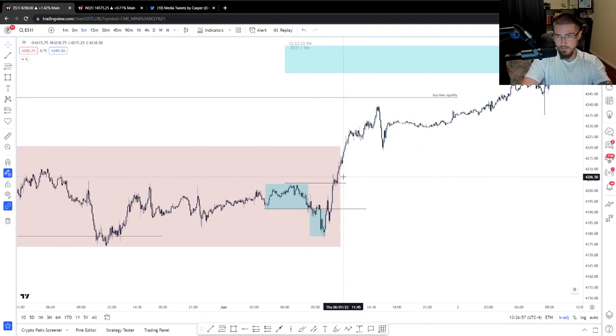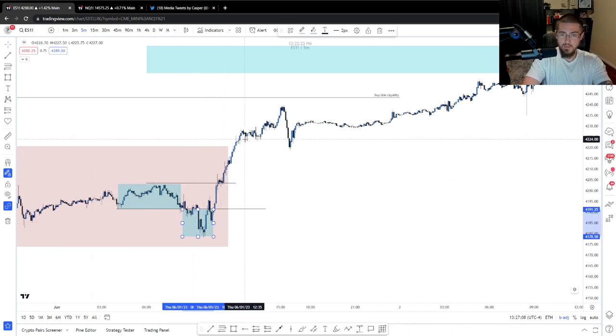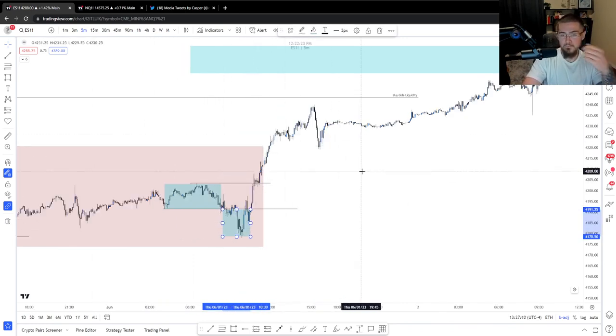Now, does this only work for indices? No, this can work for euro dollar. It can work for anything, but you want to use it at the right time. So for example, if you're looking at euro dollar, this is the kind of price action you want to see during the Asian range. This is what you want to see during the London kill zone, and then an expansion into the New York open, right?